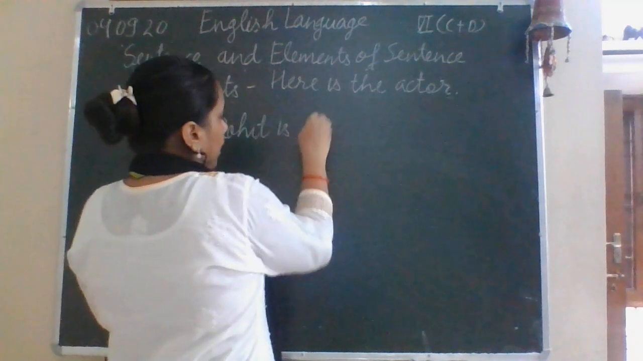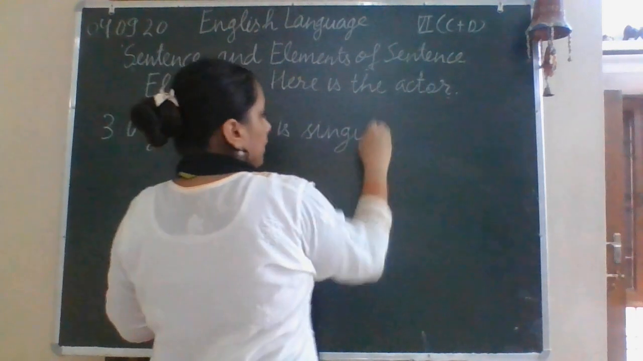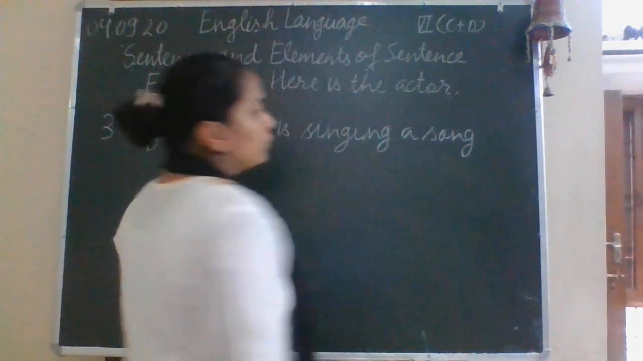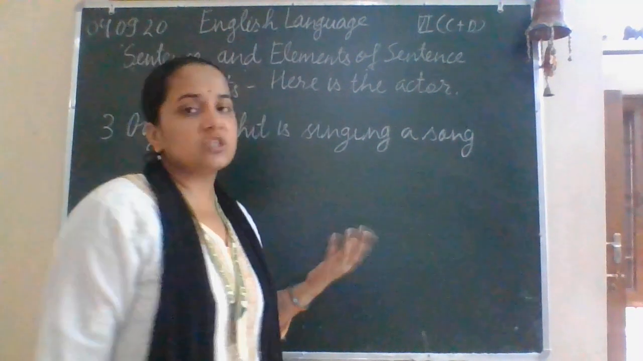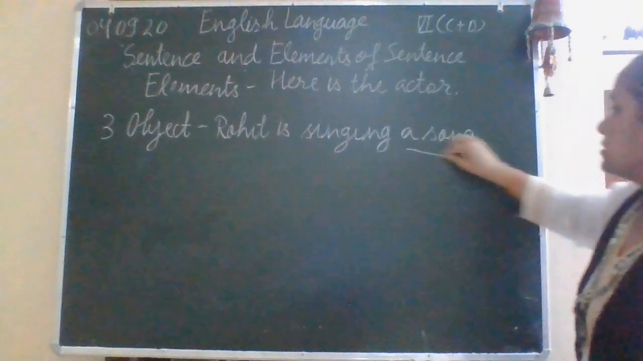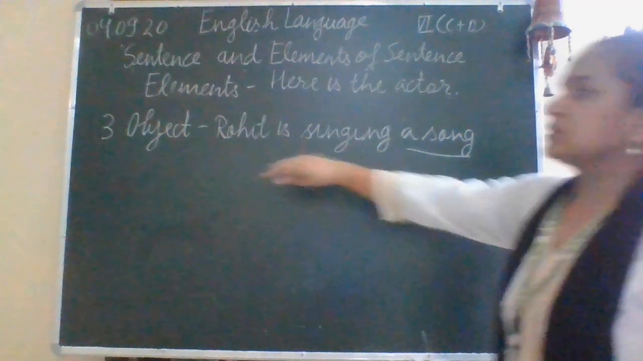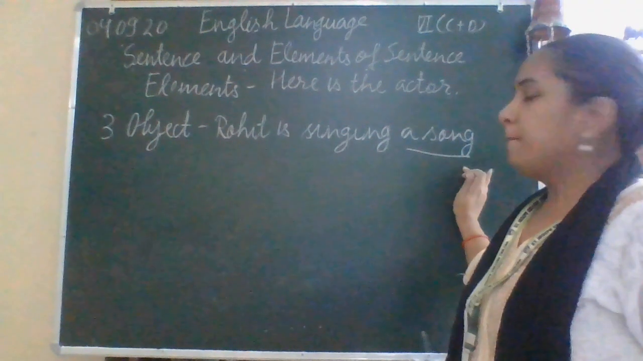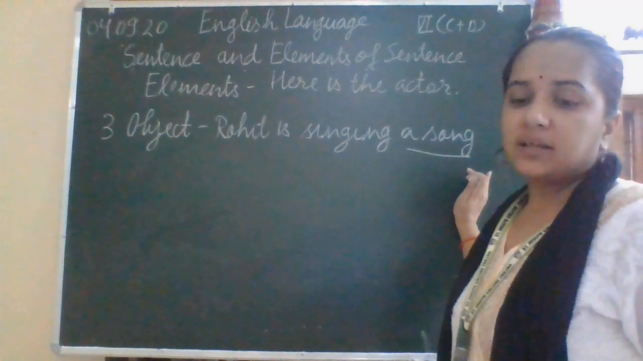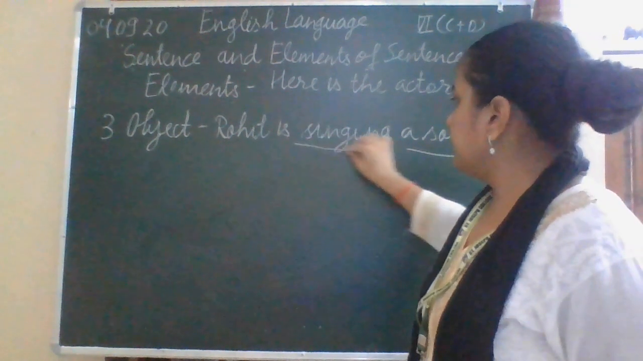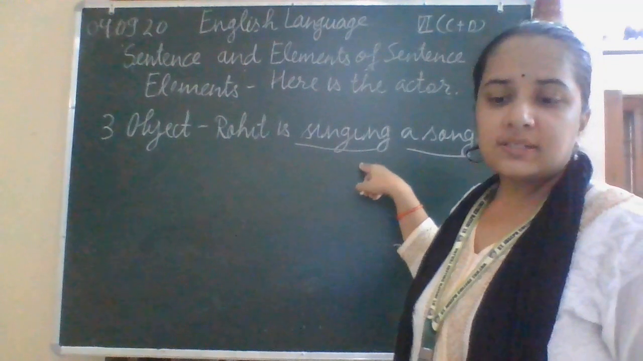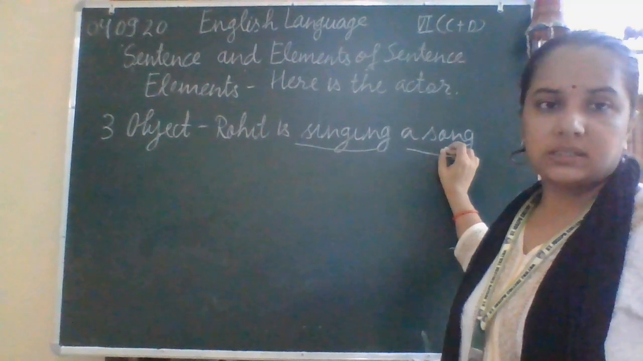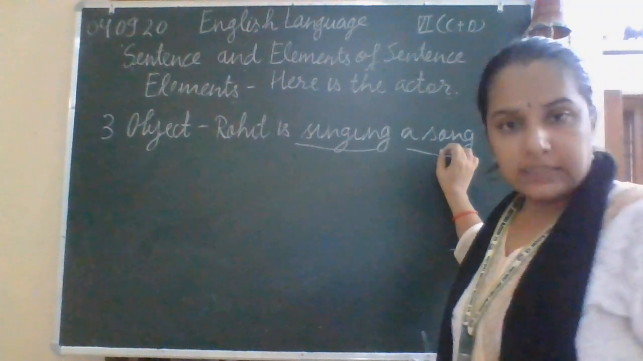For example, let's take the same example again. Rohit is singing a song. So, what is the object, or what is the thing here about which the action is taken? It is the song. So, the subject is mentioned at first and the object is mentioned at the end of a sentence. Singing is the verb, the action is taking place for this song. So this is the object of the sentence.